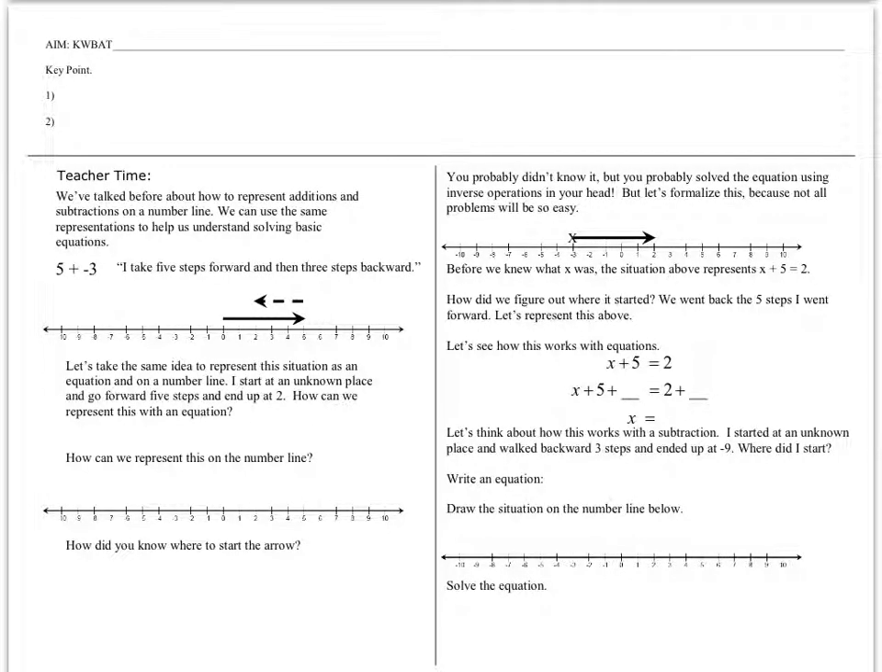As you're writing down your aim, you're going to see that our aim today is that we're going to use the additive inverse to solve one-step equations. Now, you have all learned how to solve one-step equations before.